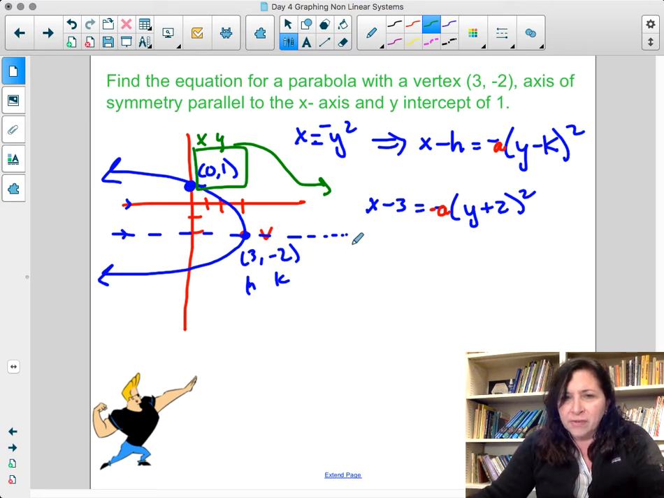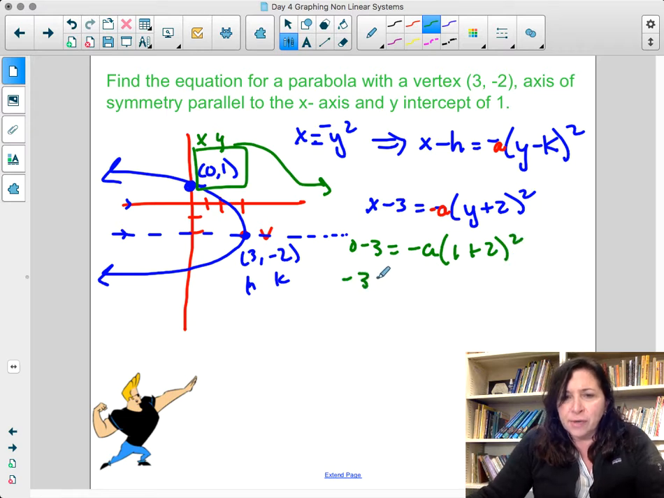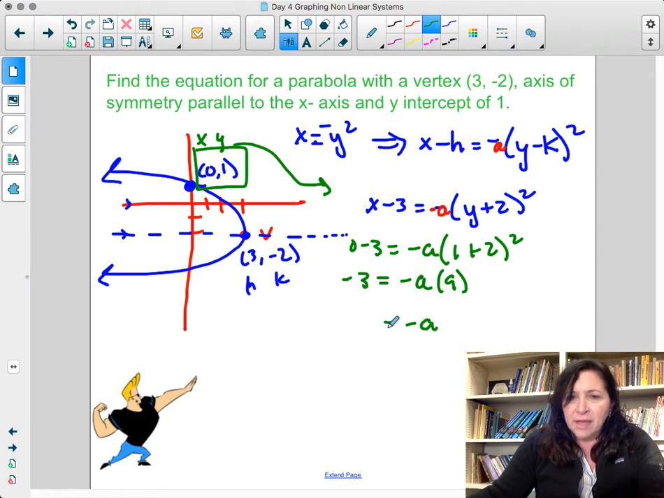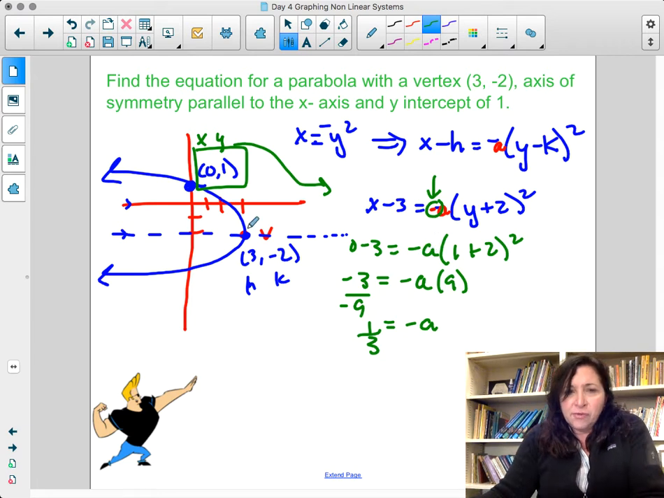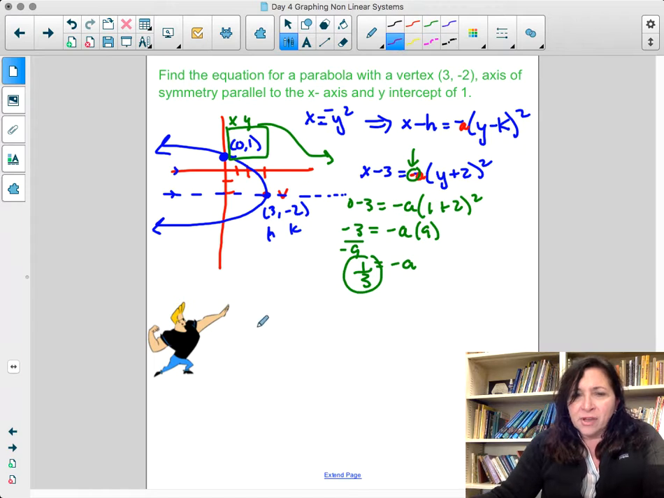So I'm going to plug in 0. I get 0 minus 3 equals negative a times the quantity, y is 1, so 1 plus 2 quantity squared. So we have negative 3 is equal to negative a times 3 squared, which is 9. And so negative a is going to equal, what is that? 3 divided by 9 on both sides. So that's going to be 1/3. But it has to be negative, you guys, because I put the negative in here, telling me this is going to the left. So just remember that this value, even though I'm working this out, is negative. So that's what goes here. My final equation is x minus 3 is equal to negative 1/3 times quantity y plus 2 quantity squared.